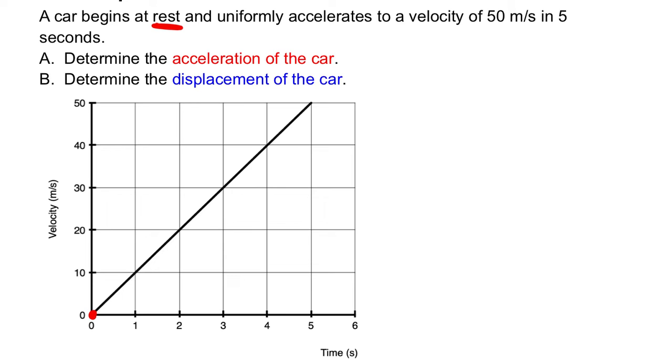And then we also know that by 5 seconds, the car will have reached a velocity of 50 meters per second. So if we have a uniform acceleration, what this allows us to do is draw this straight line here because it's uniformly or evenly gaining velocity over the 5 seconds. So here we can connect the dots and we get a straight line, and this is the graph that we're going to be working with.